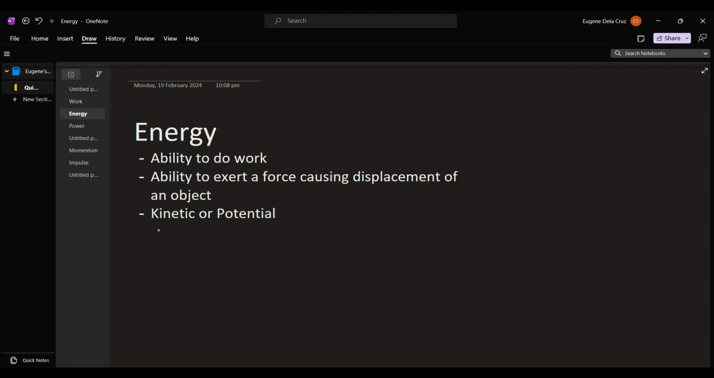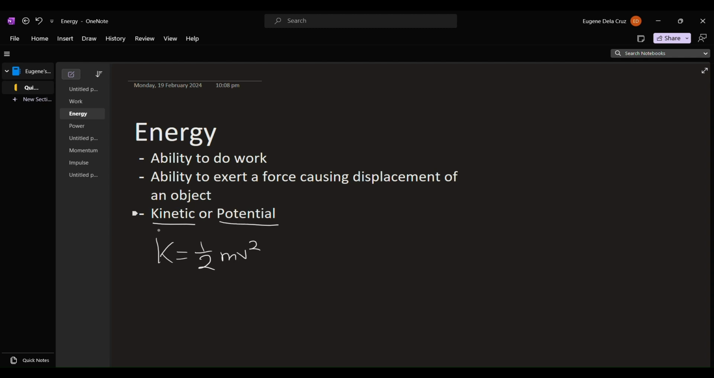So kinetic energy is also called the energy of motion. It depends on mass and motion. In mathematical terms, it can be written as K equals 1/2 mv squared. So as we have defined earlier, it is dependent on the mass and the motion. Hence, the formula is 1/2 mass times velocity squared.